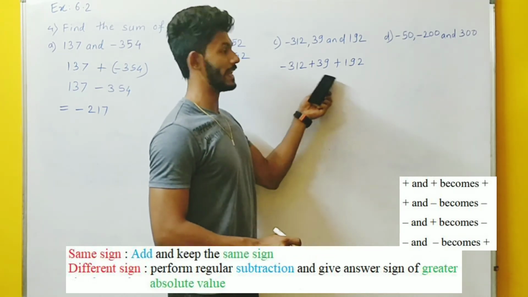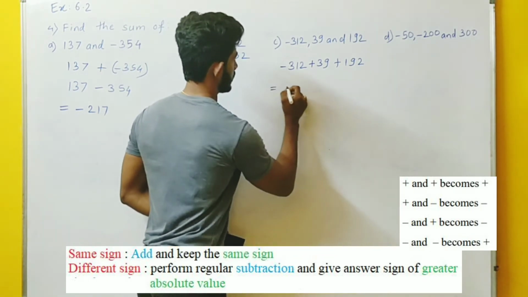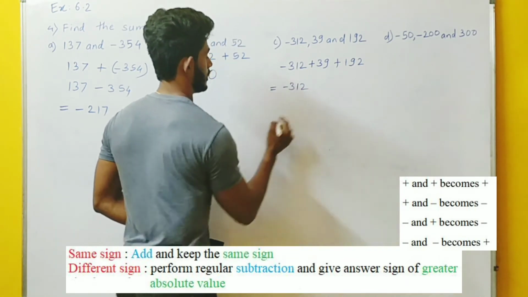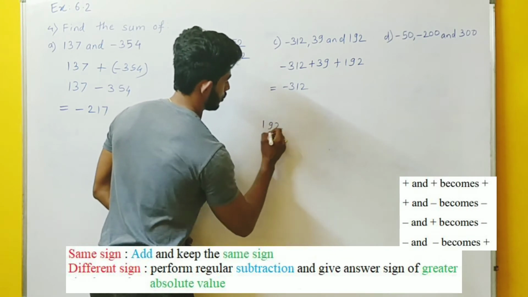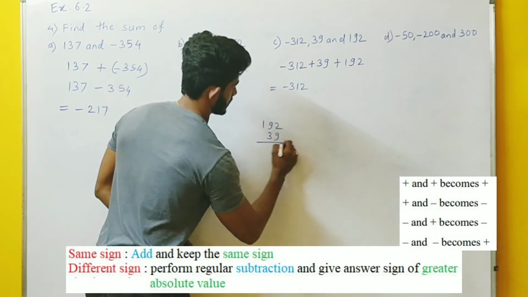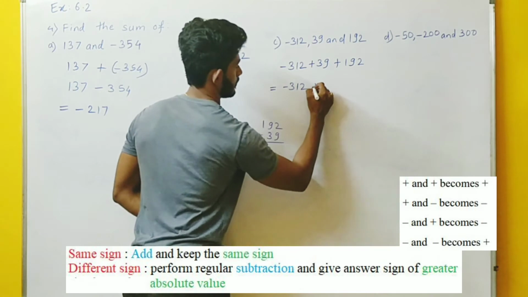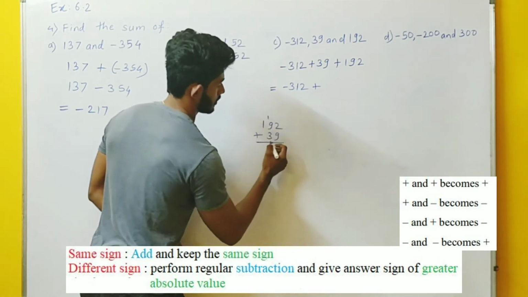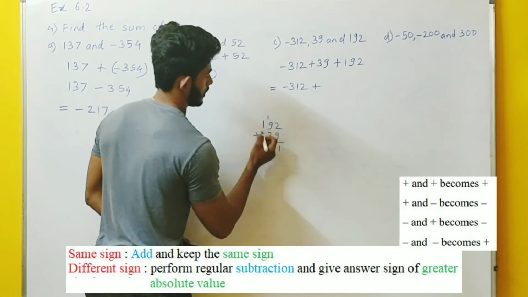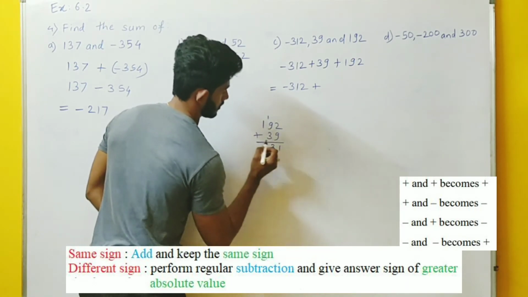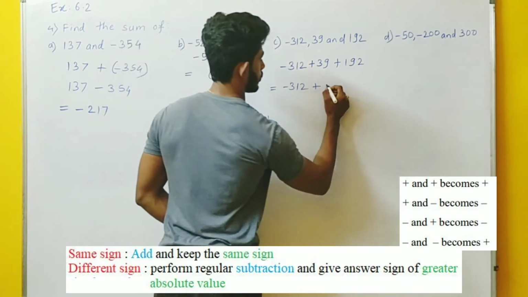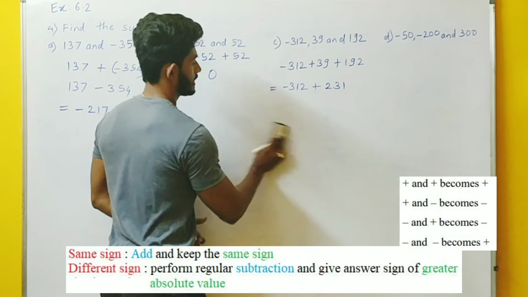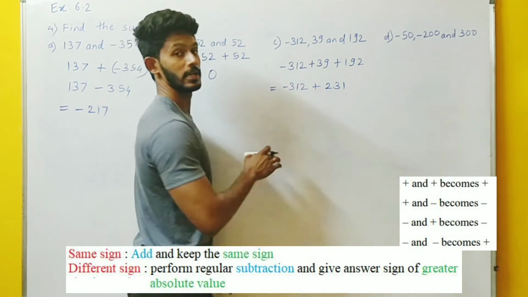So first we can add these two numbers. I write here this number as it is. Now first let's add these two numbers, that is 192 plus 39. Same sign. Now 2 plus 9 will be 11, plus 1, 13 plus, so this will be 231. Now as you can see here, we have integers with different sign.